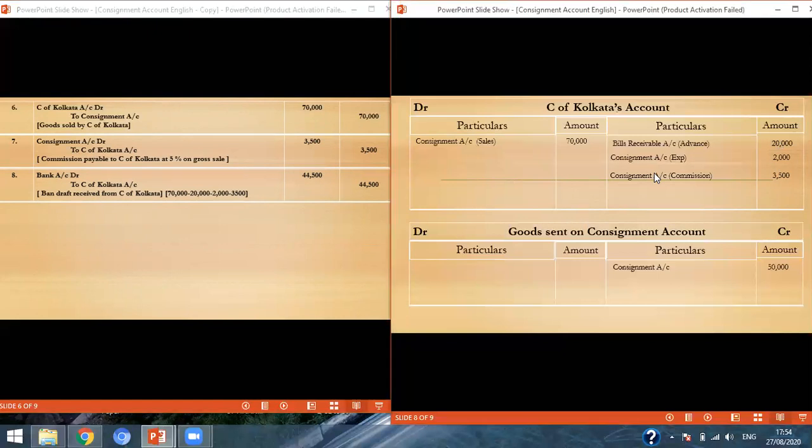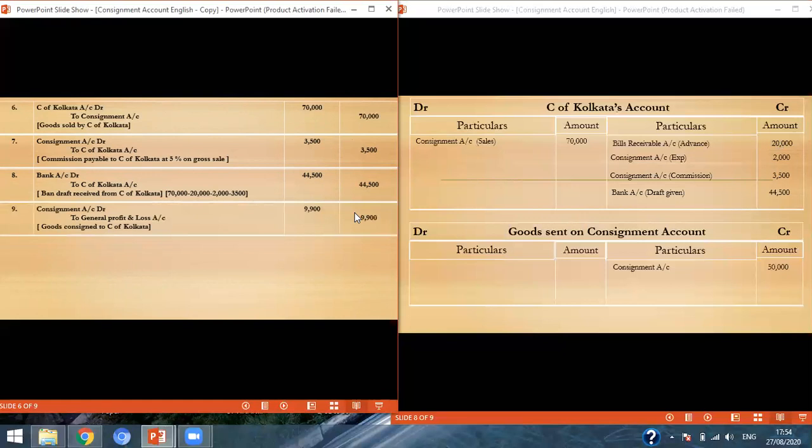So here, from the general entry, C of Kolkata's account is credited. On the credit side of C of Kolkata, we'll write bank account, in bracket draft given, that is 44,500.